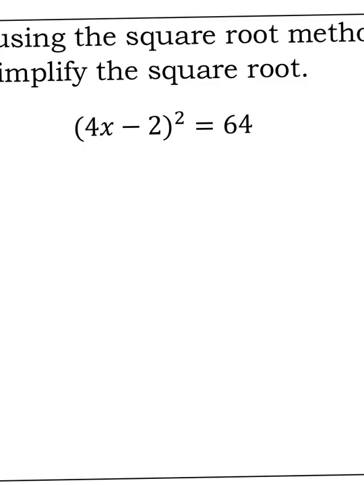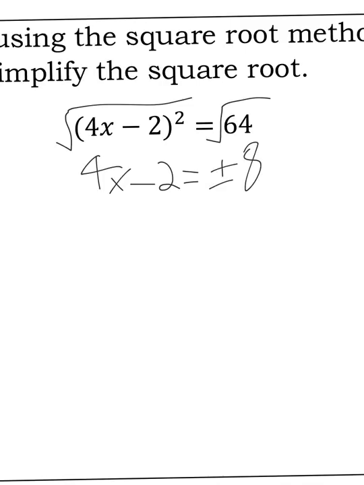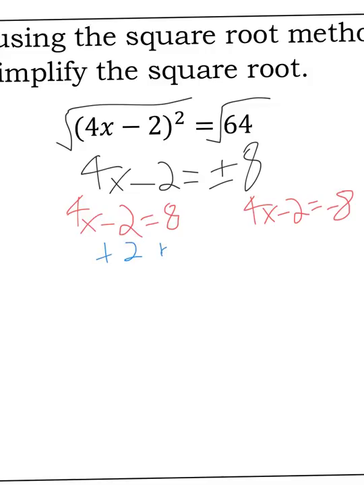Okay, looking at the next one, I'm going to start off the same way. I'm going to square root both sides since there's nothing on the outside of the parentheses. And that'll give me 4x minus 2 equals plus or minus 8, because that's the square root of 64. And so what I like to do from here is just make two equations. 4x minus 2 equals 8, and then 4x minus 2 equals negative 8. Okay, so it'll be the same steps. I'll still need to add 2 and divide by 4 on both of these.